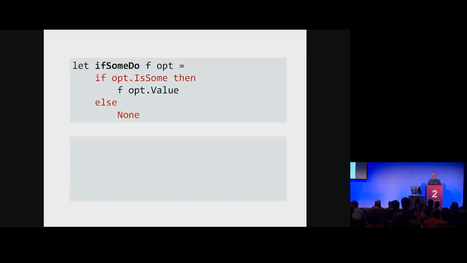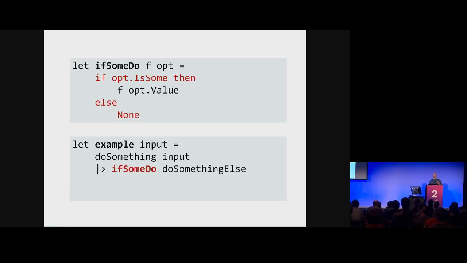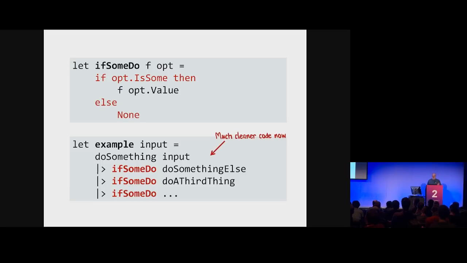So once we have this little helper function, we can rewrite our original code to look like this. Do something, and if it's something, then do the next thing. And if that one isn't something, then do the next thing. And if that's something, do the next thing. What this little helper function does is basically clean up all that nested stuff. We now have a nice linear, vertically aligned thing. There's no indentation going on. So this is a really, really nice way of tidying up your code.